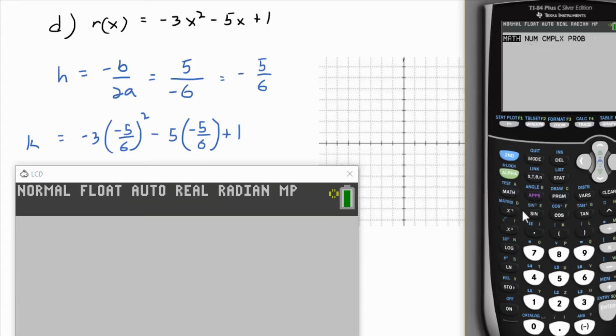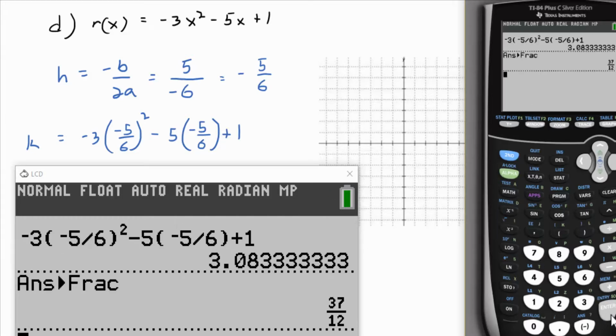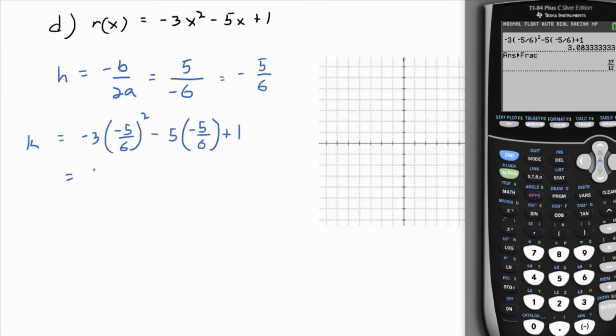Okay, you get a decimal popping out, but guess what? Hit the math button. The math button is right here, right below the green button. The first thing you see, number 1, is fraction, so just hit enter twice. And you get 37/12. That's not so bad, right? So don't be afraid to use the calculator when it's particularly messy.